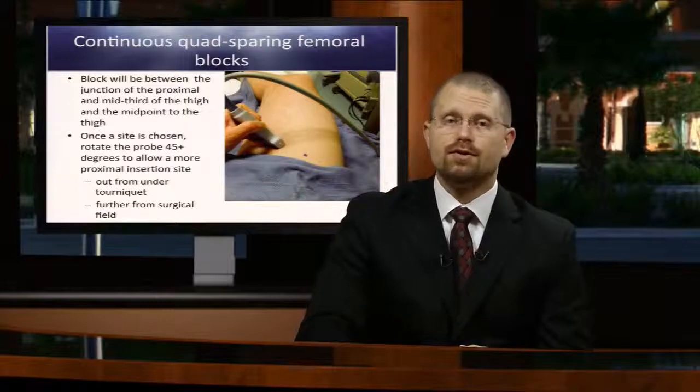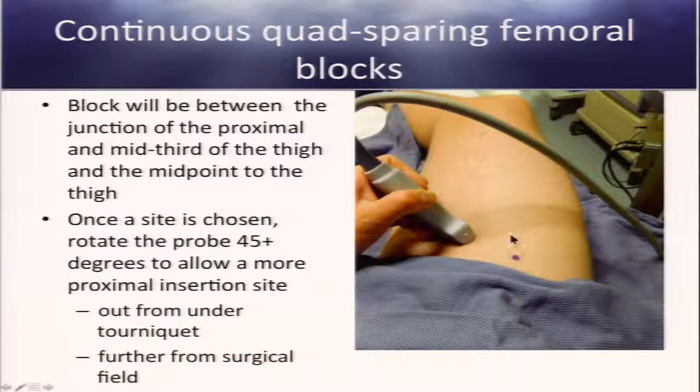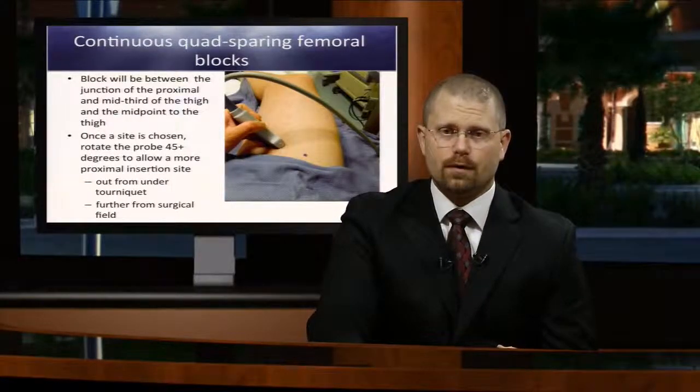Once the site is chosen, rotate the probe 45 degrees or more to allow a more proximal insertion site. The insertion site is here. It's not here. Even though you're normally scanning, you're going to be 90 degrees to the femur. This does a couple things. It gets your insertion site out from under the tourniquet and further from the surgical field. Your surgeon will thank you. They also won't rip out your catheter when they take the dressings off. And it means it's also not under the tourniquet, and you'll hear less about that as well.